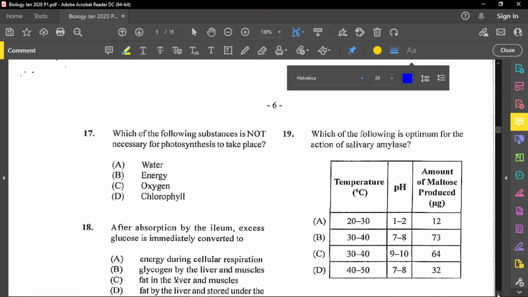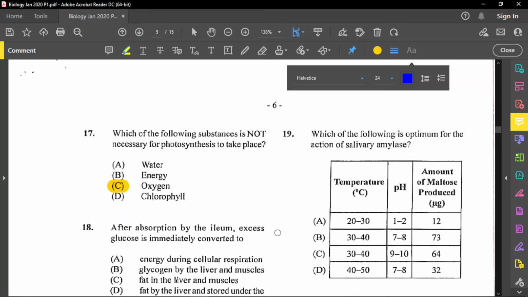All right, question number 17 is which of the following substances is not necessary for photosynthesis to take place? So water is needed, of course. Energy is needed, which is in the form of sunlight, because you need sun energy to split the water molecules, because there's a chemical reaction. Energy is needed to cause that reaction, and the energy is the sunlight or solar energy. Oxygen is not needed at all, because oxygen is the product of photosynthesis, which means it's what you're going to get as a result of it, but it's not needed for it to take place.